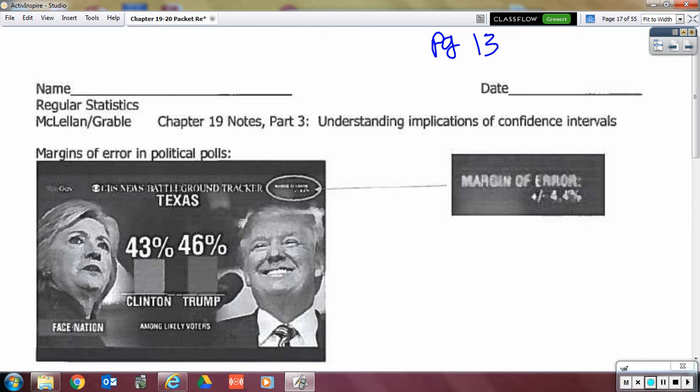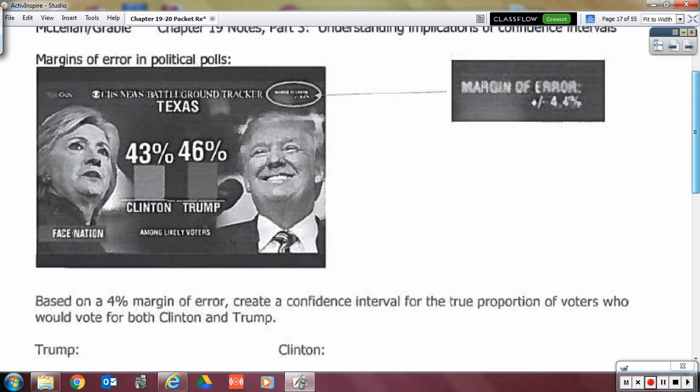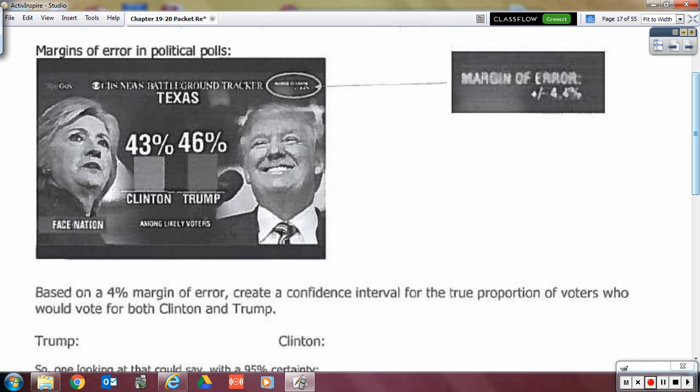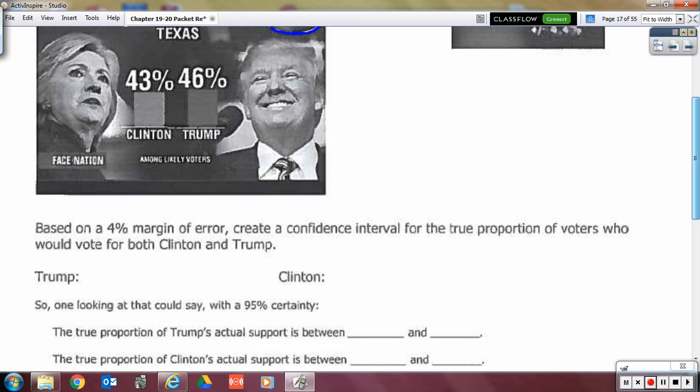Do you think those are the true proportion? Do we know those are the real proportions of people in favor of Clinton and Trump? We don't know for sure. In fact, if you look way up here in this little bitty corner, it gives you something. I blew it up so you could see it. It says margin of error is plus or minus 4.4%. So that means they're not sure. You could be 4 percentage points up or 4 percentage points down.